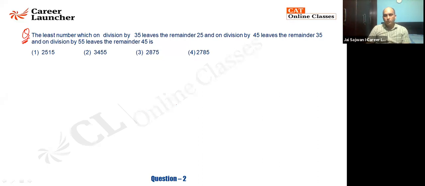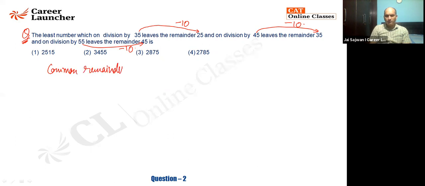Yes, Sambhav, your answer is also right. So I can see when a number is divided by 35, remainder is 25, which is 10 less. When a number is divided by 45, remainder is 35, I can say the number is 10 less. When a number is divided by 55, remainder is 45, which is -10. Yeah, Rohit, now it is correct.